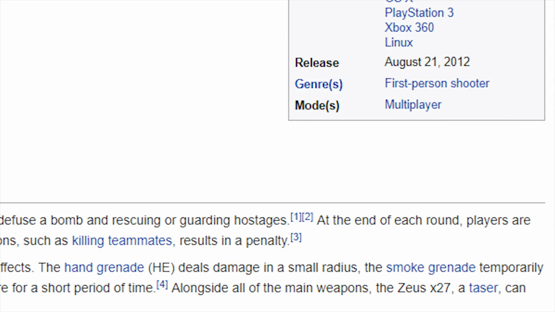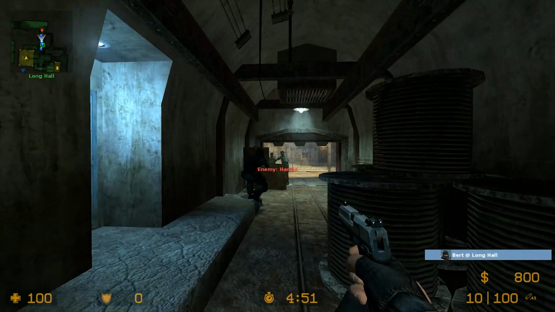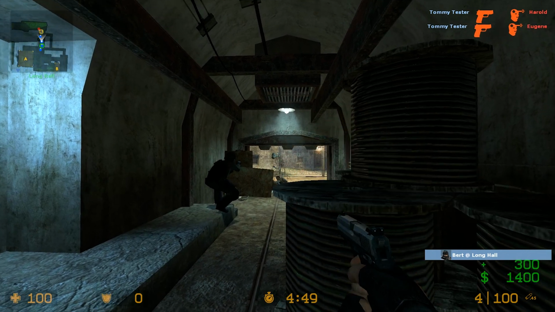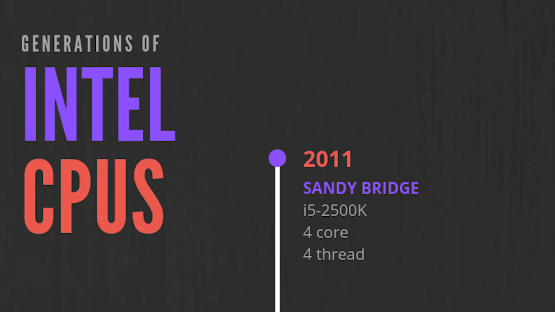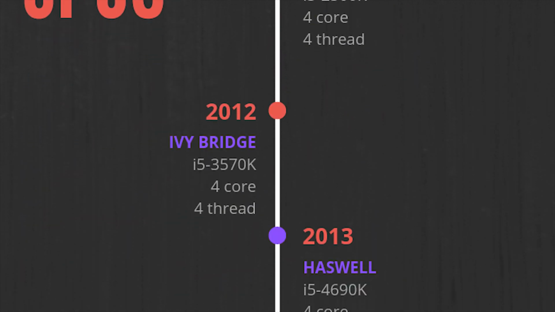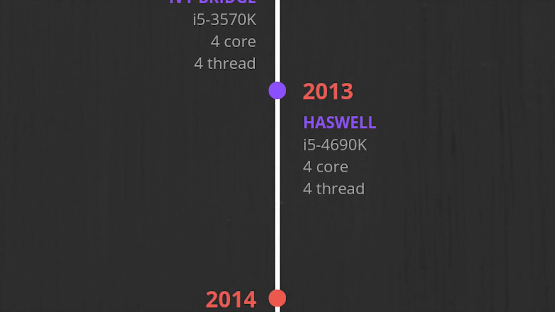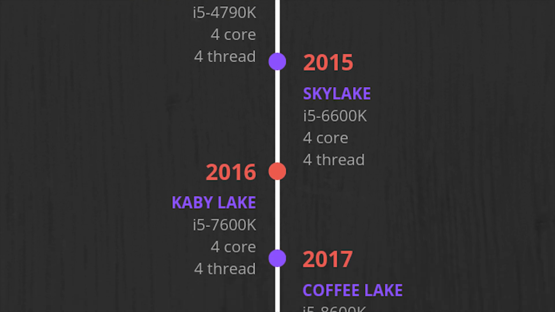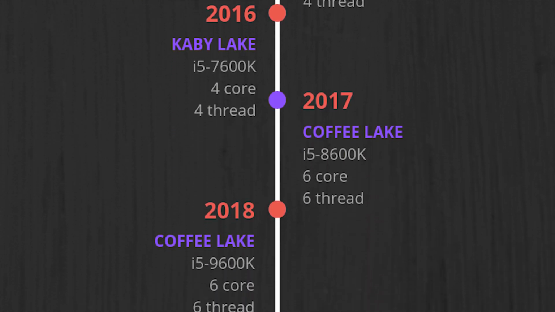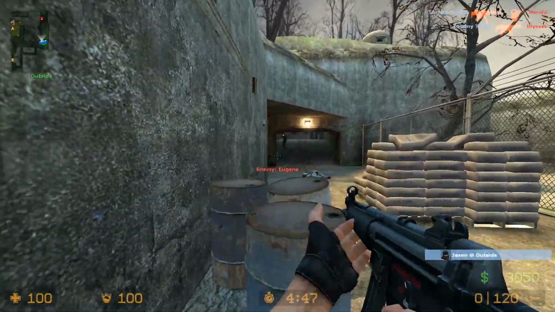CSGO is almost 8 years old. It was released in 2012, and is running on a heavily modified Source engine. Back in 2012, the top CPUs were 4 core with mostly 4 threads. Intel had Ivy Bridge, and AMD had the A10. So it would be logical to guess that 3rd and 7th gen Intel chips will perform the best in CSGO, just due to how much optimization they've received compared to more recent generations.